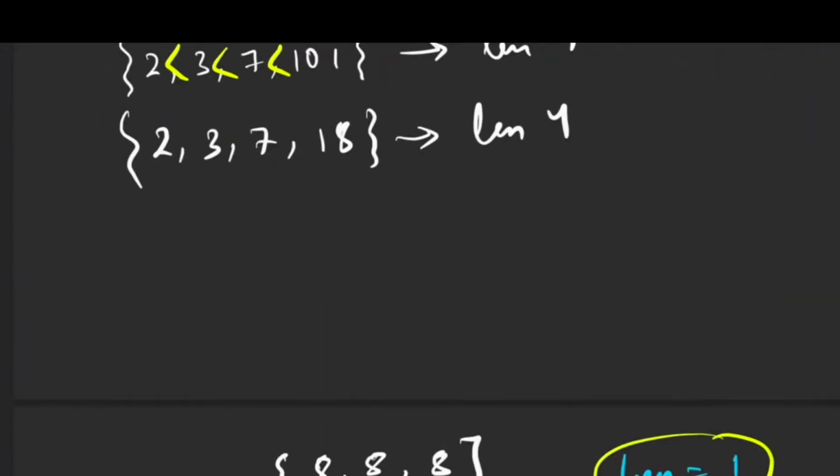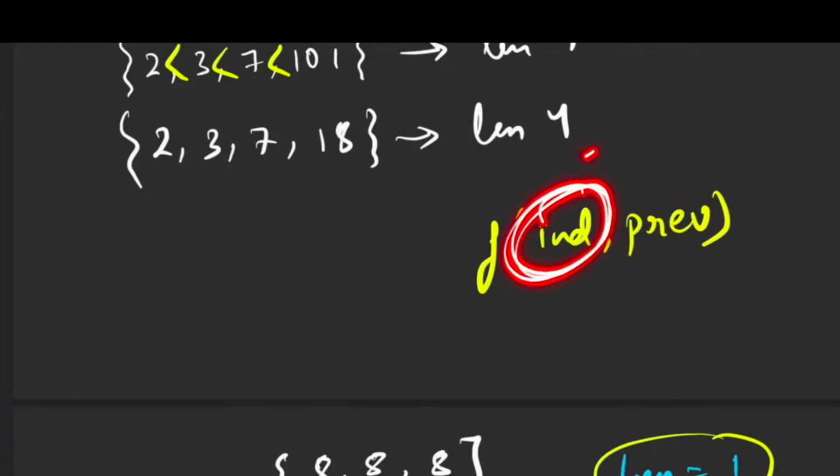So apparently what I can say is, I can express the recurrence in terms of index and previous. Why previous? Because previous allows us to make a choice whether I can include this index in my subsequence or not. I need to know who is the previous. So I need to carry the previous index as well. Like who was the previous index that was the part of my subsequence, right?